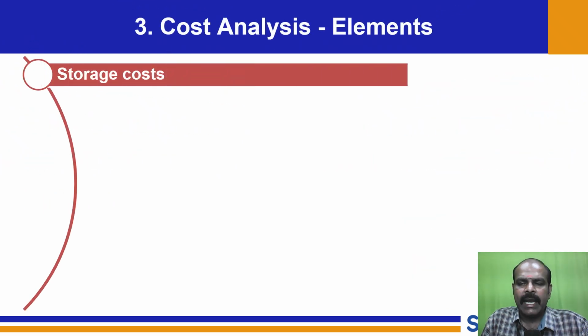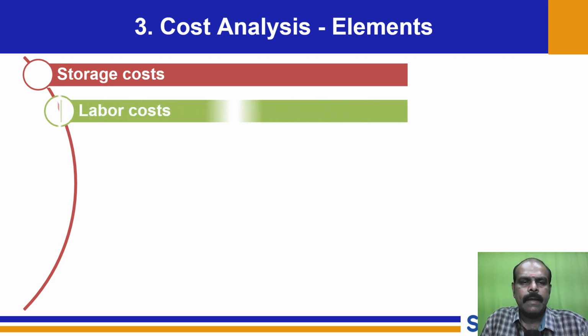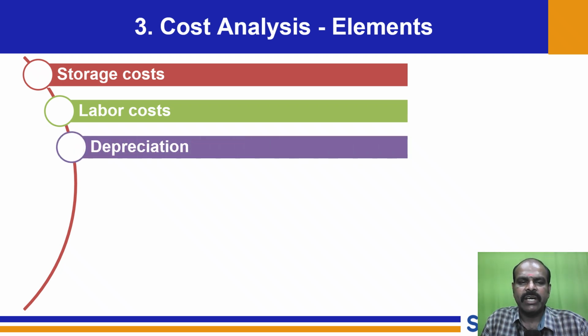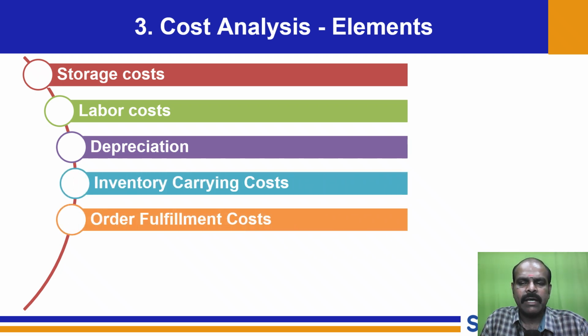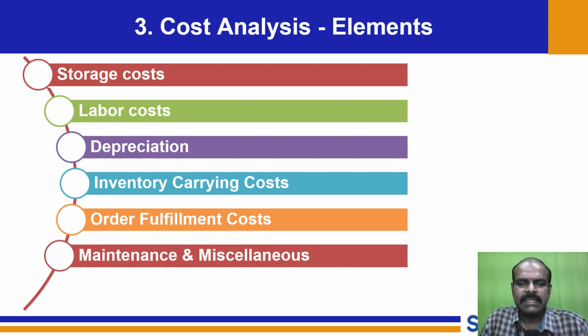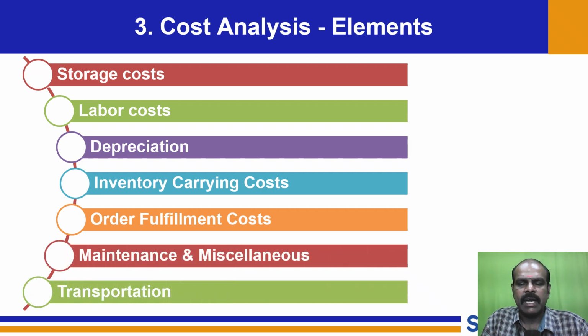Now we'll see the elements. What are the elements in a warehouse? What are the costs we can encounter in due course? The first is storage costs, then second labor costs, third depreciation costs. This might be a new term, we'll discuss it. Then inventory carrying costs, order fulfillment costs, maintenance and miscellaneous, and finally transportation.